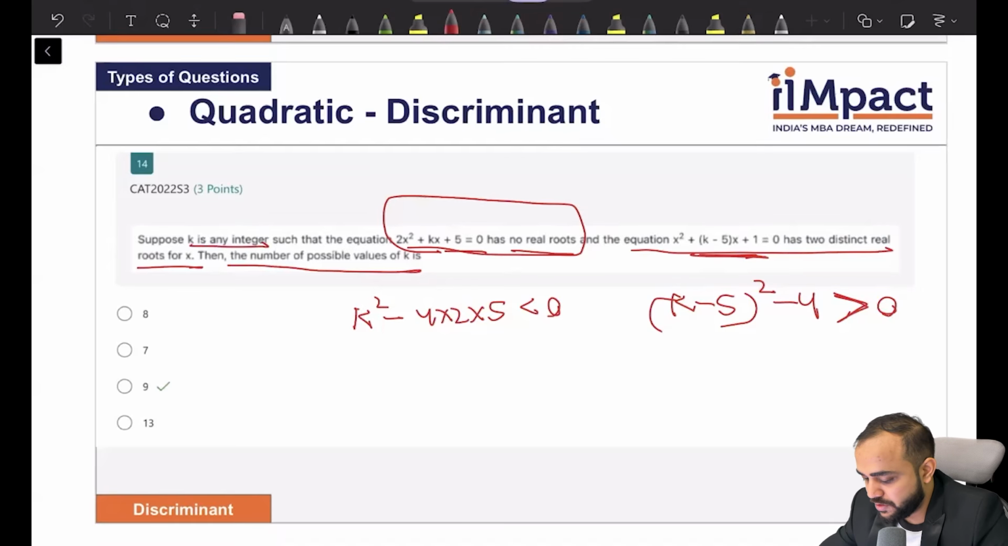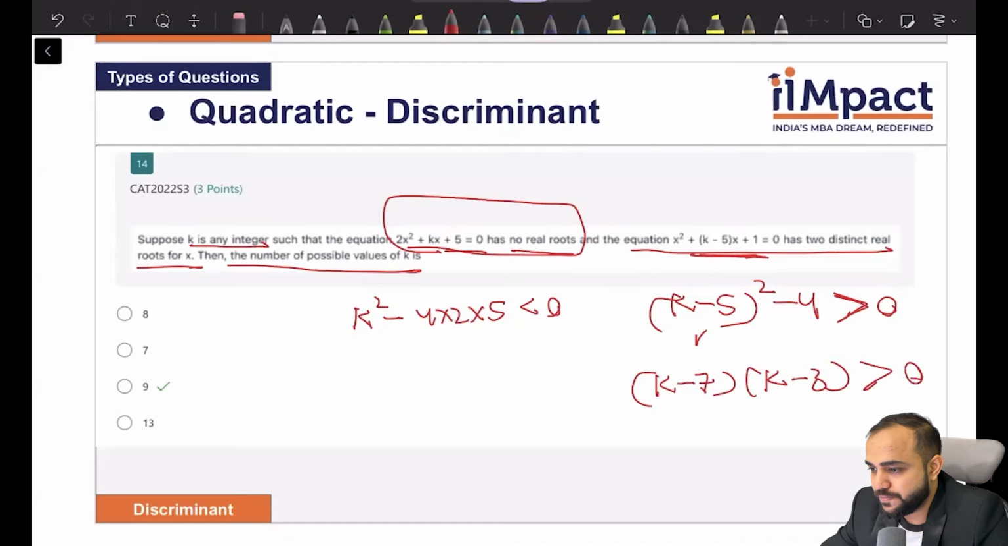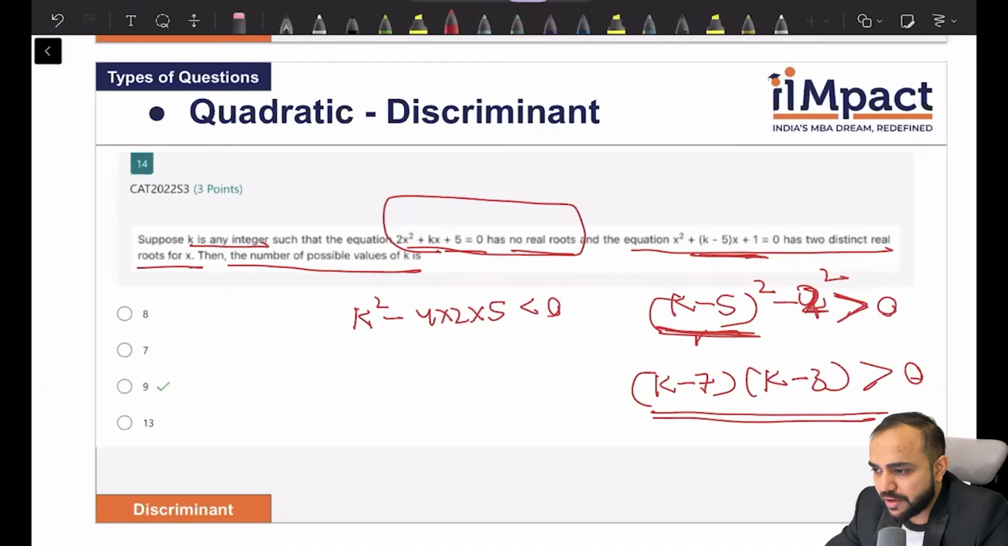K is an integer. So pretty straightforward, right? This is going to be what? (K minus 7) into (k minus 3) is greater than 0. Because this is (k minus 5) whole square minus 2 square. So I can use my a square minus b square here. Even your identities would not just pop out of the screen. You will have to figure those. So once you have this, you can figure out what are the values that you can take. Everybody clear on this?